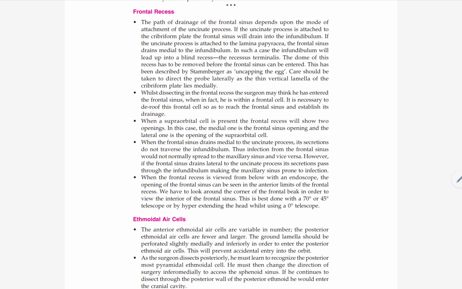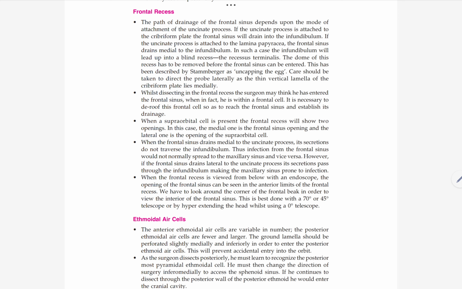When the frontal sinus drains medial to the uncinate process, its secretions do not traverse the infundibulum. Thus, infection from the frontal sinus would not normally spread to the maxillary sinus and vice versa. However, if the frontal sinus drains laterally to the uncinate process, its secretions pass through the infundibulum, making the maxillary sinus prone to infection.